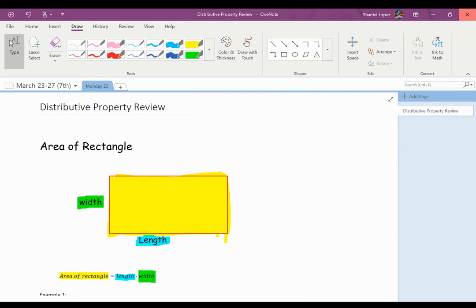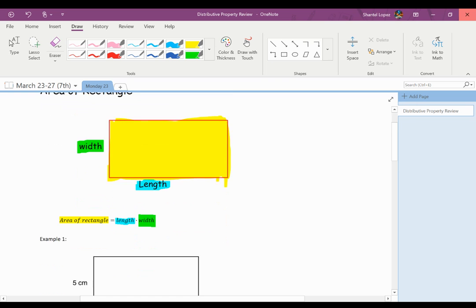And I know it's not quite new learning, but I did see more than half of us struggling with this. So to start off, let's go ahead and see what the area of a rectangle is. Well, most of you probably already know that the area of a rectangle is length times width. So let's see some examples.